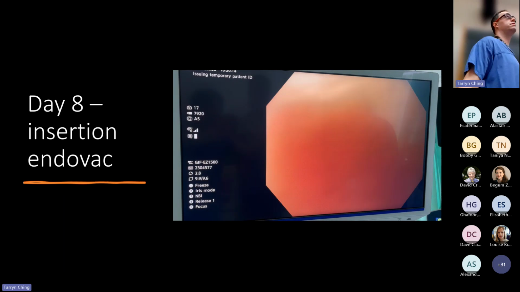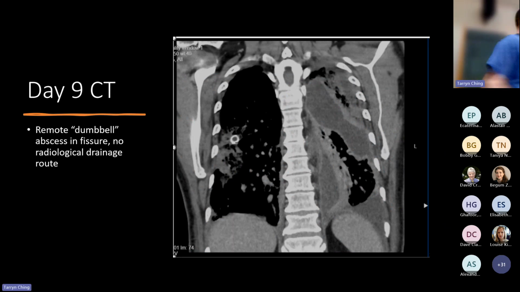And that's then left in place and attached to suction over the course of the next few days. Oh, that's the point. Wonderful, thank you. So unfortunately, at this point, he continued to be quite septic despite good control of the mediastinum.